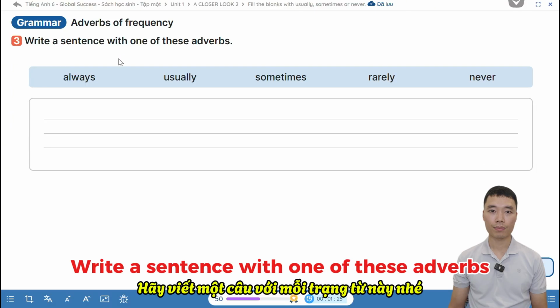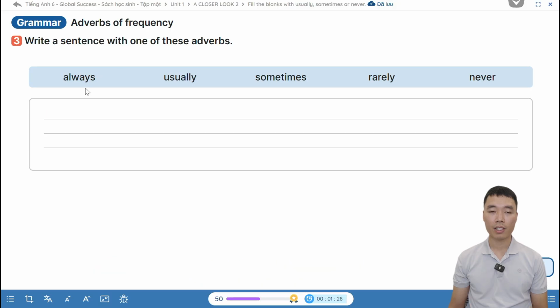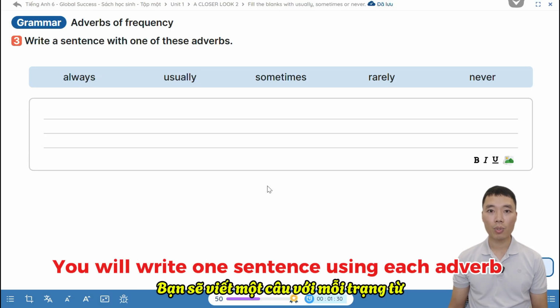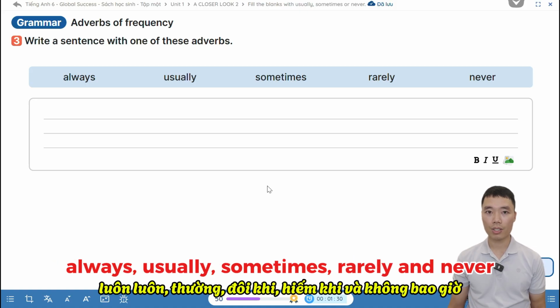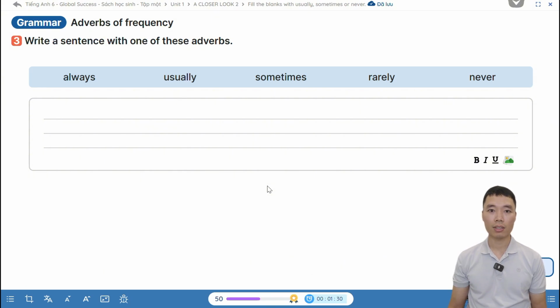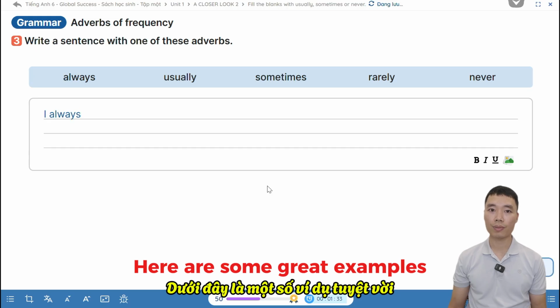3. Write a sentence with one of these adverbs. In this activity, you will write one sentence using each adverb: always, usually, sometimes, rarely, and never. Here are some great examples.